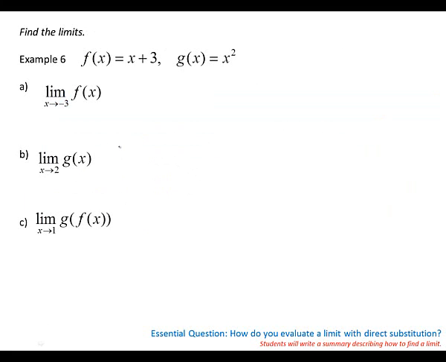So notice all of the limits, well, they're not quite all going to the same place. So this one here says we want to find the limit of f as it goes to -3. So what am I plugging into the f function? So -3 plus 3 is what? 0. So that first limit's 0. Okay. And then we're plugging the 2 into the g function. So what I'm getting is 2 squared, which is what?